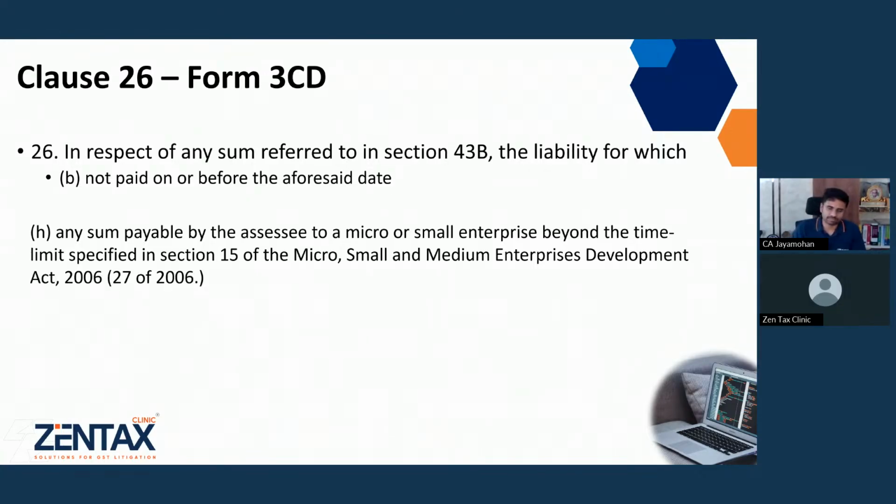It is allowed. But for 43B clause H, for this clause alone, if you miss the due date of payment, be it 15 days or 45 days, where there is an agreement with the supplier, if you have missed that date, then you cannot claim deduction in that year itself. Only in the subsequent year, when you have made the payment, you will be able to claim deduction.